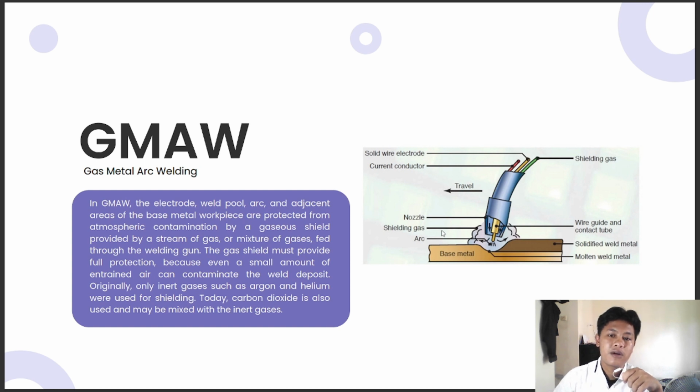Next is GMAW, or gas metal arc welding. In GMAW, the electrode, weld pool, arc, and adjacent area of the base metal workpiece are protected from atmospheric contamination by a gaseous shield provided by a stream of gas or mixture of gases fed through the welding gun. The gas shield must provide full protection because even a small amount of entrained air can contaminate the weld deposit. Originally, only inert gases such as argon and helium were used for shielding, but today carbon dioxide is also used and may be mixed with the inert gases.